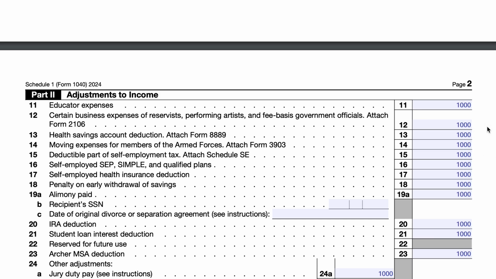Moving expenses for members of the armed forces. So members of the armed forces that are moving due to PCS orders, permanent change of station orders, that force them to relocate at least 50 miles from their first residence, they're able to document any unreimbursed moving expenses and then attach this IRS Form 3903.